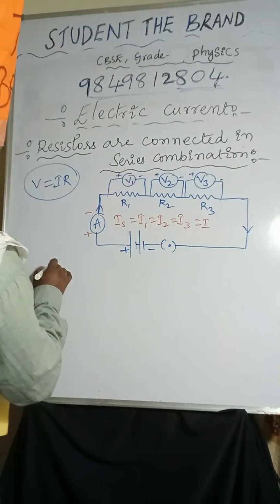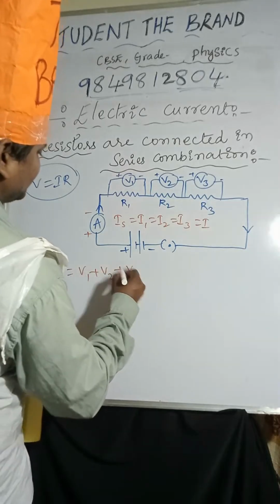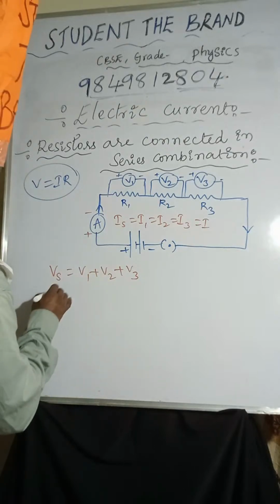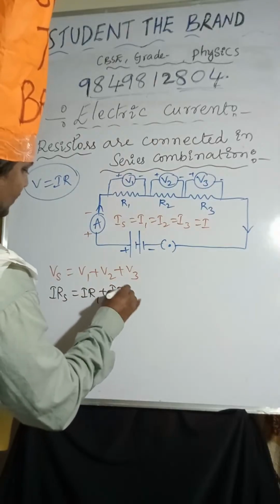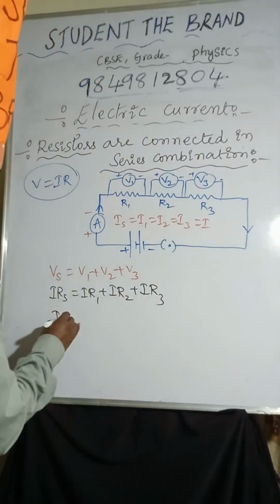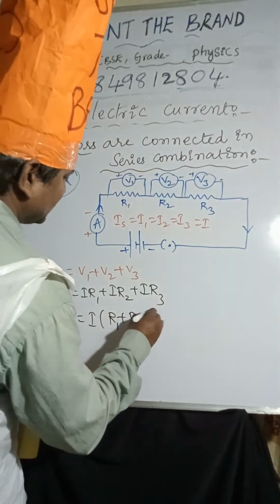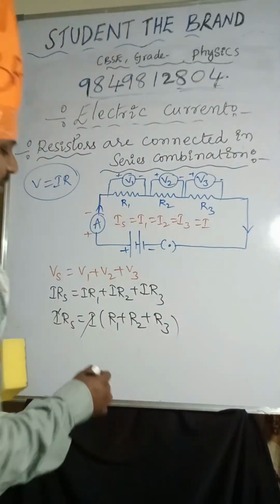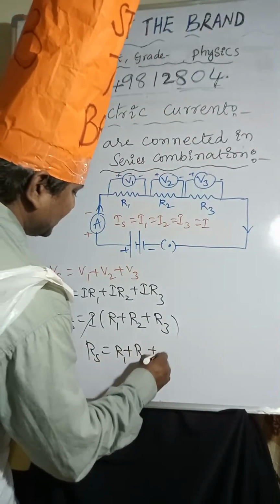So the potential difference Vs equal to V1 plus V2 plus V3. Then we can write IRs equal to IR1 plus IR2 plus IR3. So IRs equal to I times R1 plus R2 plus R3, taking I common. Now I gets cancelled. Rs equal to R1 plus R2 plus R3.